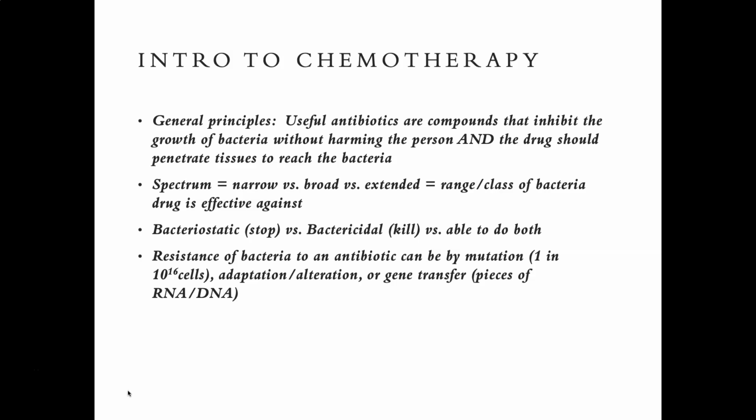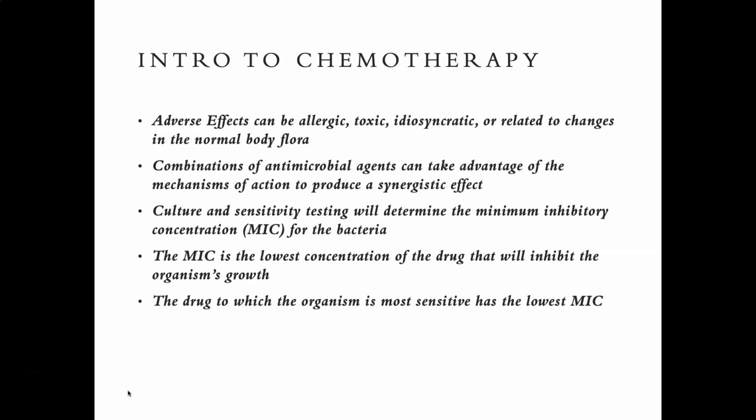So again, for your quiz, make sure that you know how bacteria can become resistant to an antibiotic. It happens by mutation, adaptation or alteration, or gene transfer. Those 3 ways: mutation, adaptation or alteration, or gene transfer. All right, adverse effects. These can be allergic, toxic, idiosyncratic, meaning because of the treatment, or related to changes in the normal body flora.